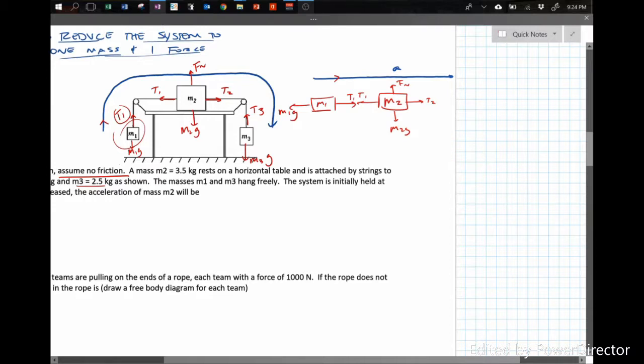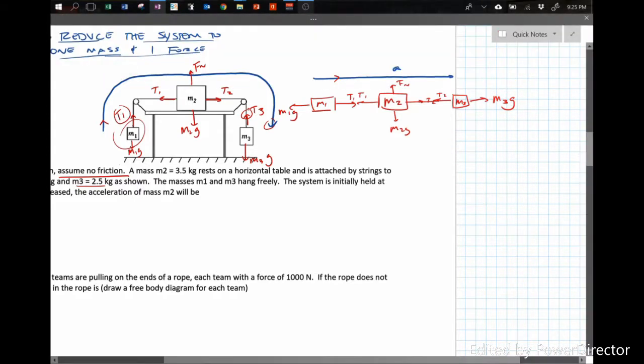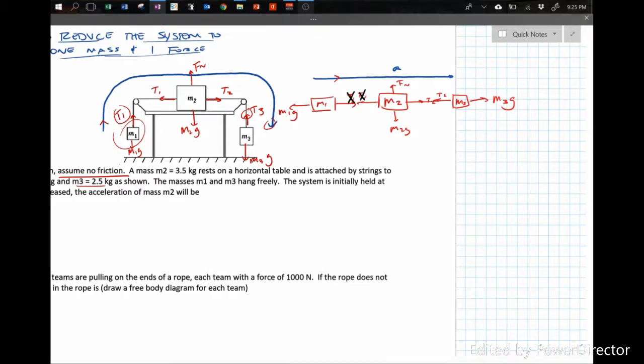Same thing with M3. We're going to say tension 2 on M3 pulls opposite the acceleration, and M3G pulls with the acceleration. And then we're going to make this mass 3. Now, before we add all of our masses together, we're going to eliminate the forces that we can eliminate. Tension 1 is inside my system. It's between two objects in the system. That means it's an internal force, so we can cross it out.